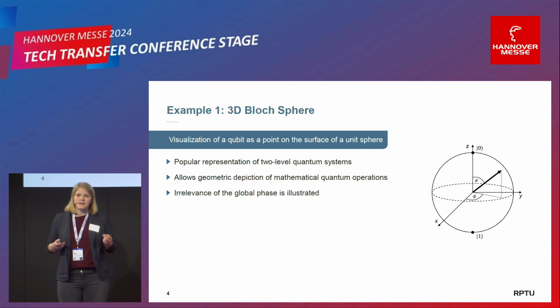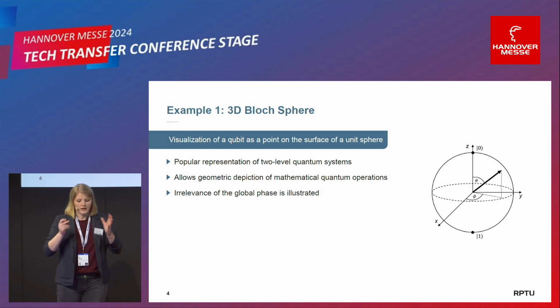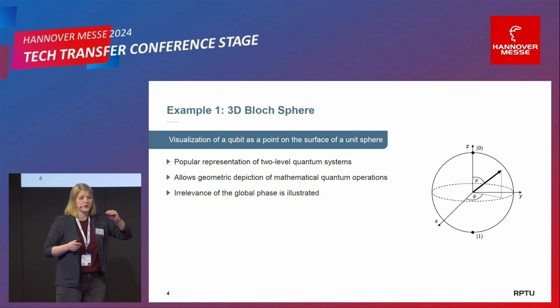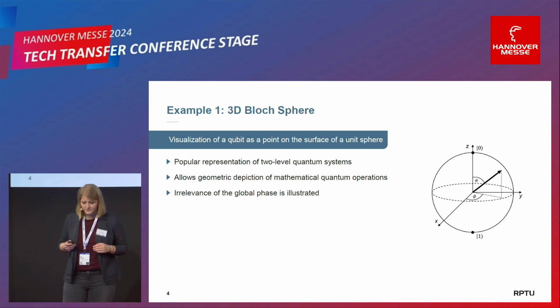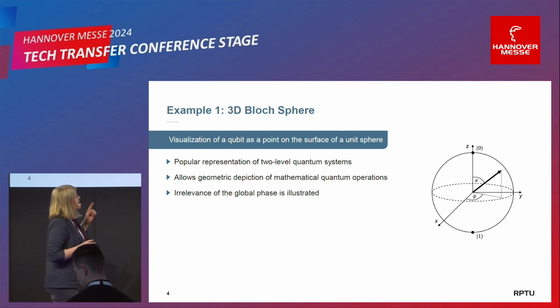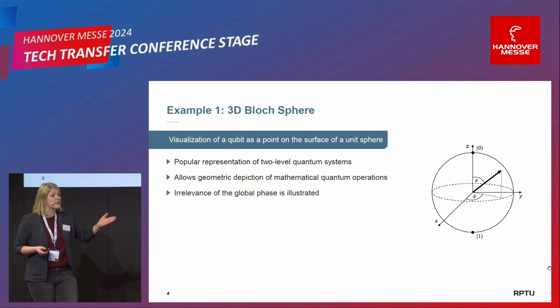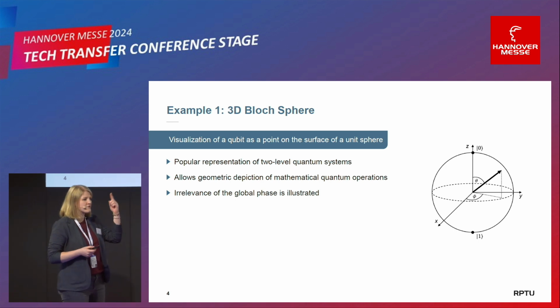And this might also be because it allows a one-to-one transfer from mathematical description to a visual representation. It doesn't only visualize the mathematical description of a single qubit, but also the mathematics of quantum operations. It also has the advantage that it visualizes some of the main characteristics of qubits, for example, the irrelevance of a global phase, which is naturally visualized here because of the symmetry of the sphere.